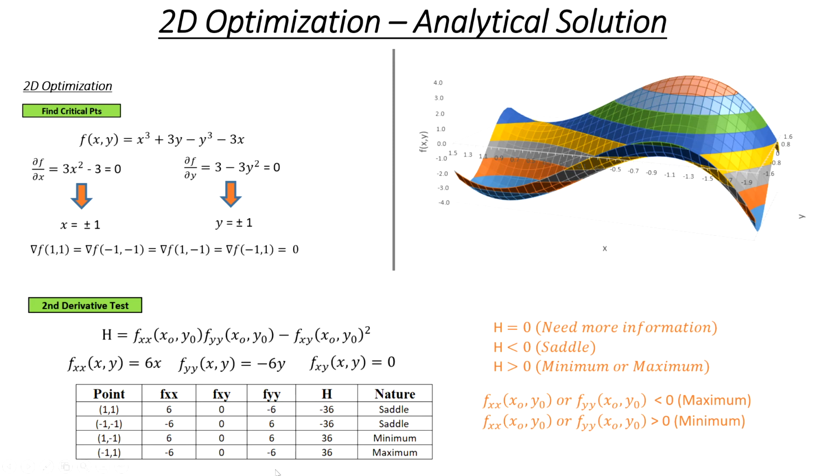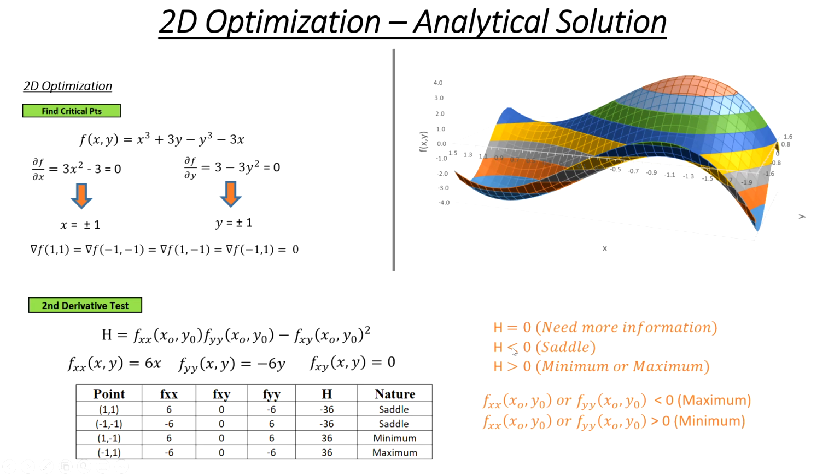So let's actually see how you know whether a point is a minimum, maximum, or a saddle. If h is equal to 0, you need more information to define whether you have a minimum, a maximum, or a saddle. This rarely happens, but if it does, you need more information to define what the point is.